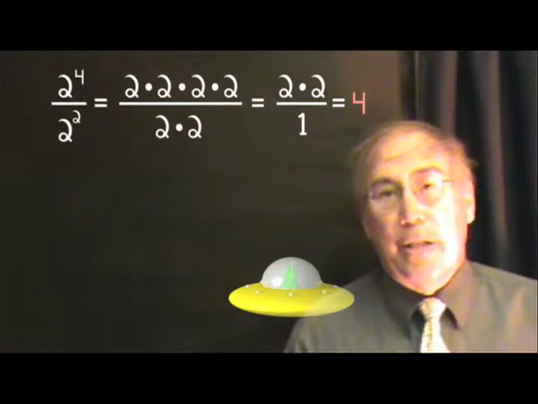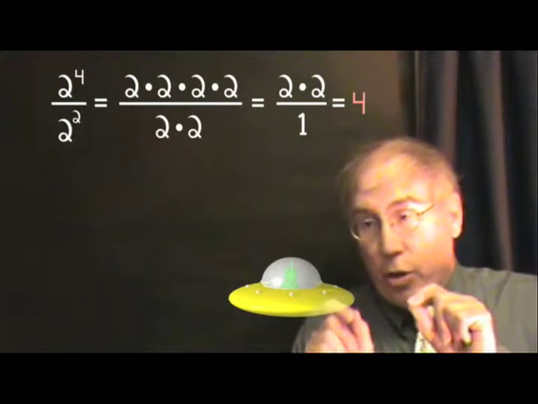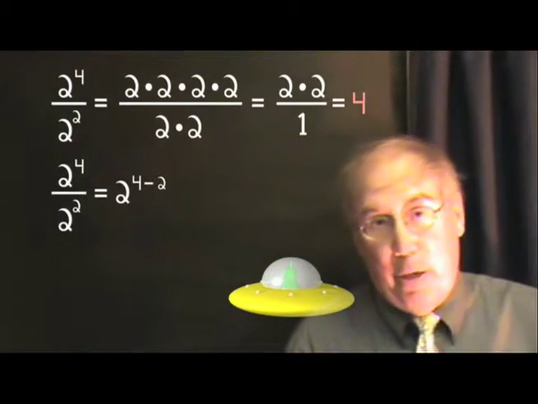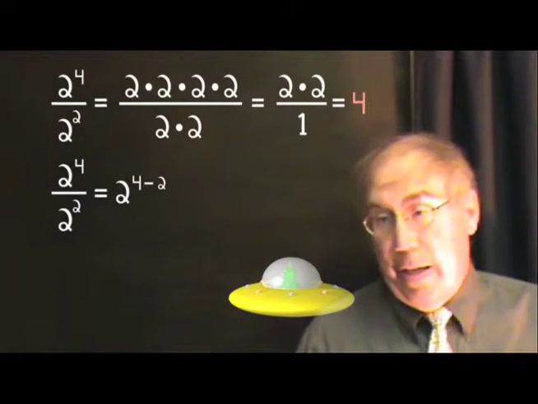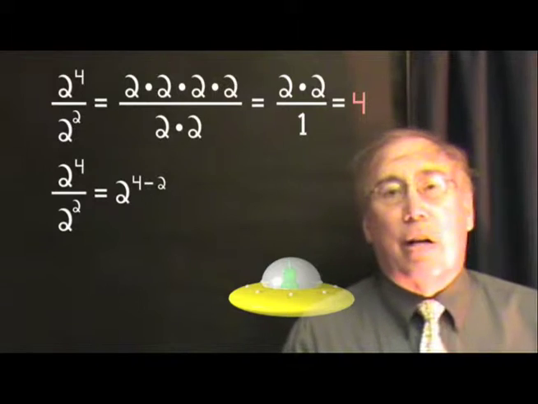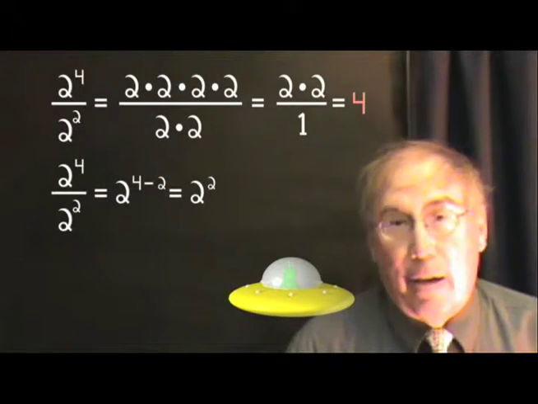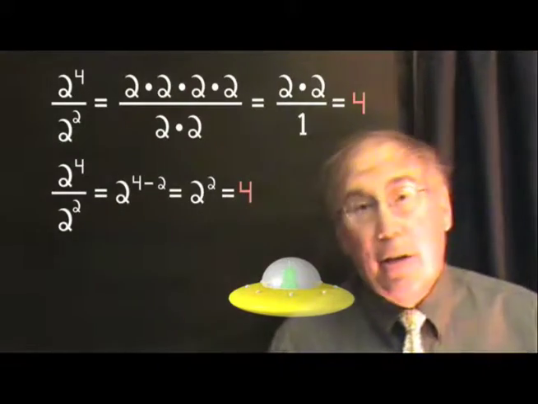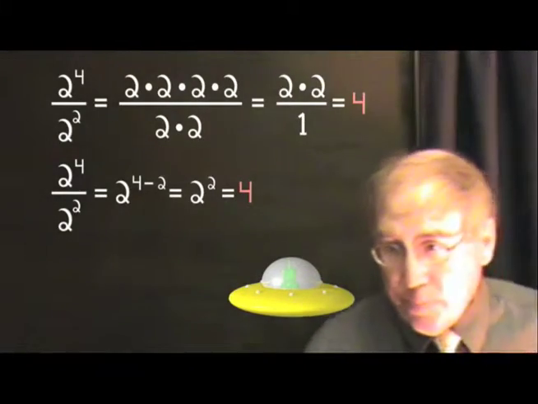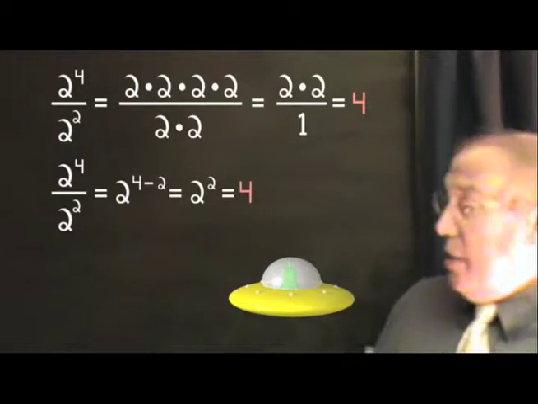Now look what happens if we subtract the lower exponent from the upper exponent. We'll also get 2 squared, or that equals 4. This is our subtraction rule for dividing monomials and handling their exponents. So let's see what we got here next on our magic board.